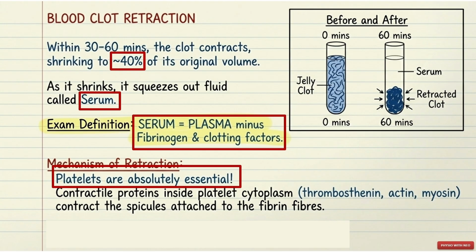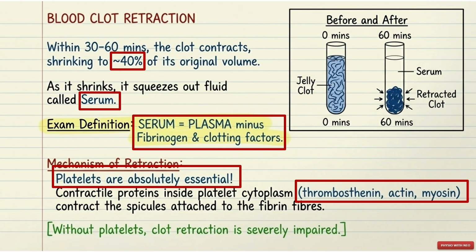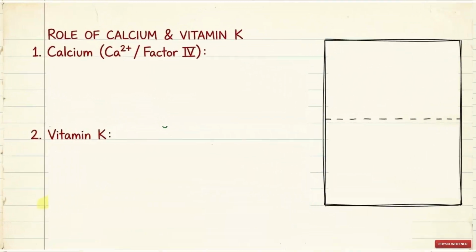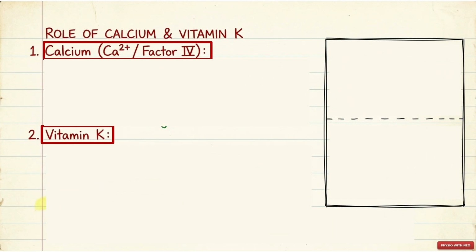Contractile proteins in platelets like thrombosthenin, actin and myosin pull together the fibrin fibers and cause clot retraction. Remember, without platelets, the clot retraction is severely impaired. Now two important favorites for Viva: role of calcium and vitamin K.